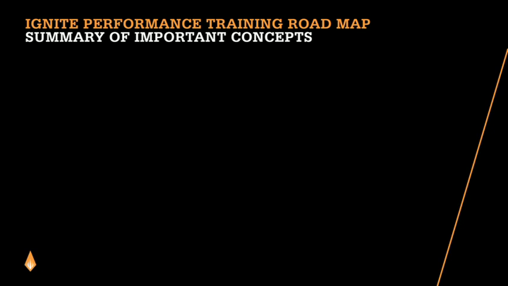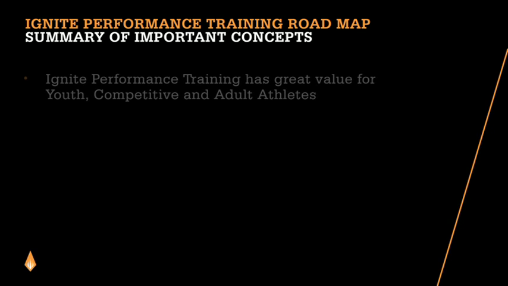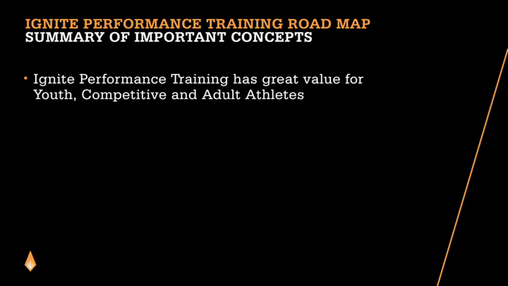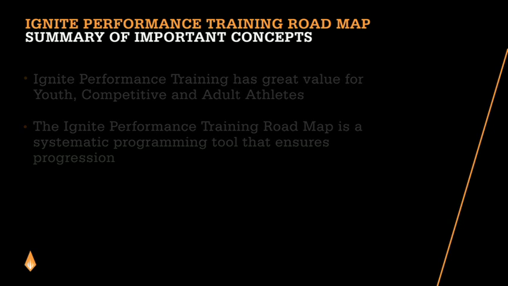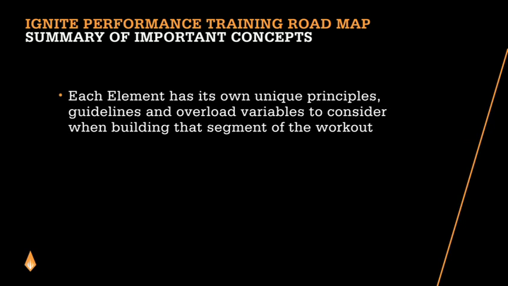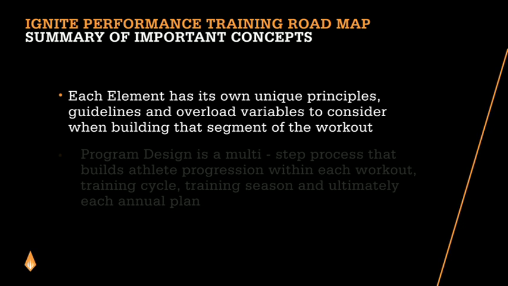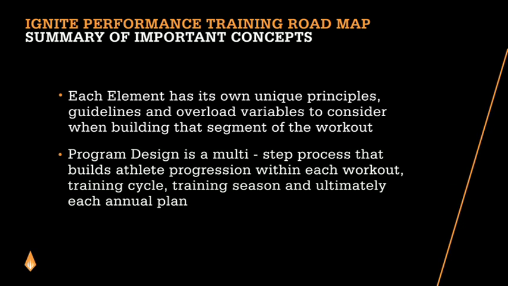Here's a summary of the most important aspects of Section 6. Ignite Performance Training has great value for youth, competitive, and adult athletes. The Ignite Performance Training Roadmap is a systematic programming tool that ensures progression. Each element has its own unique principles, guidelines, and overload variables to consider when building that segment of the workout. Program design is a multi-step process that builds athlete progression within each workout, training cycle, training season, and ultimately each annual plan.